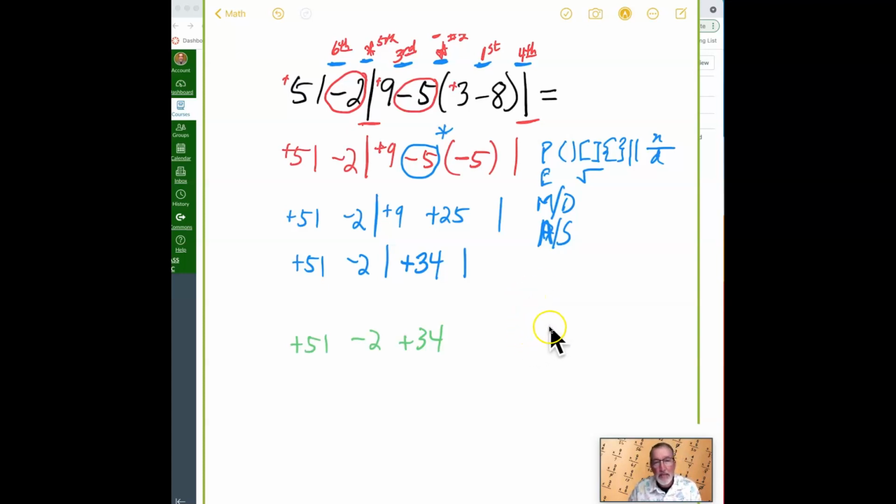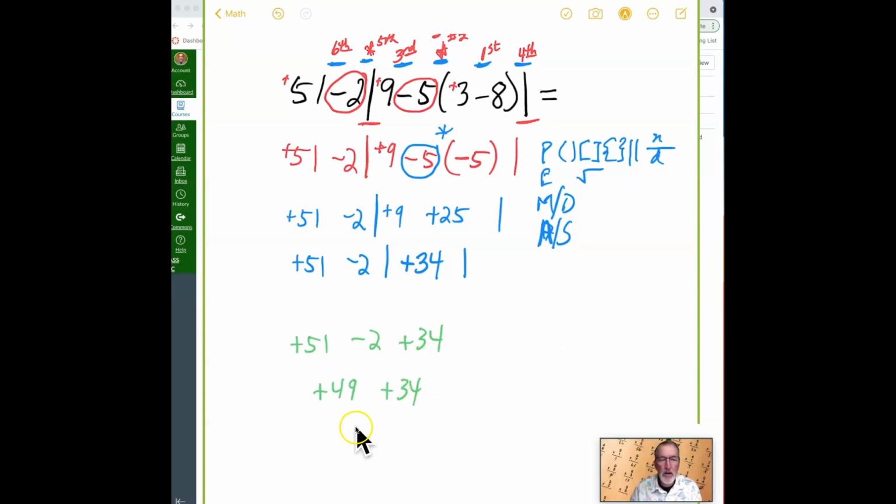So now we are at the point where we have only addition and subtraction. So we work from left to right, right? So we have a +51 and a -2. We're going to combine those to get +49. And then we're going to bring down the other number.